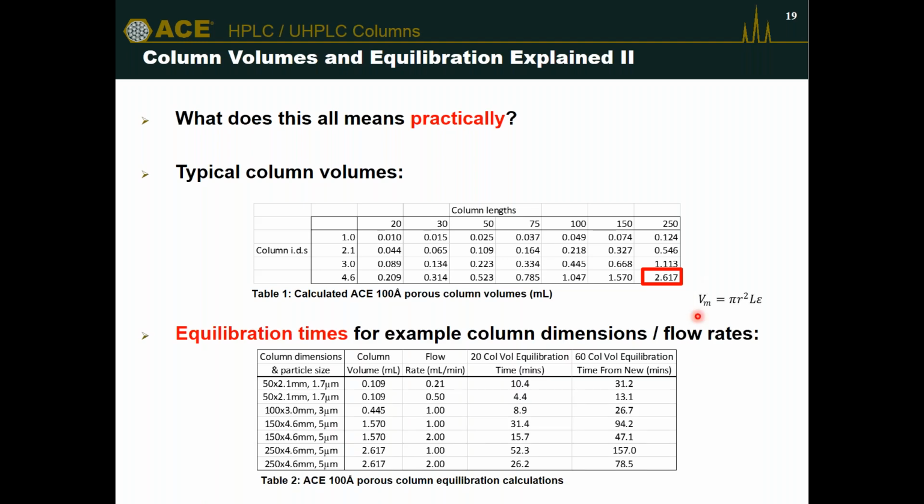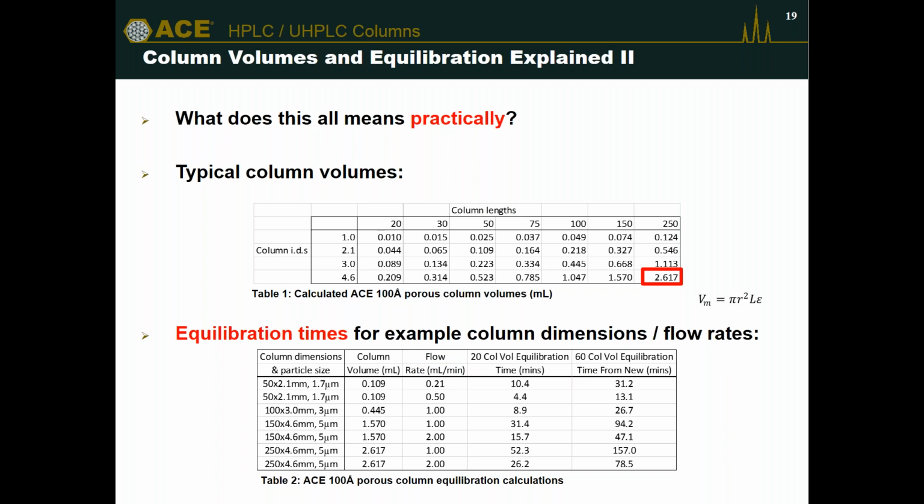In this second table, I've recalculated column volumes for different column IDs, and that is the second column here. And then what I've done is applied different flow rates that we would typically use with some of those column dimensions to give us time values. Here in the fourth column, it's for 20 column volumes, and here in the fifth column, it's for 60 column volumes.